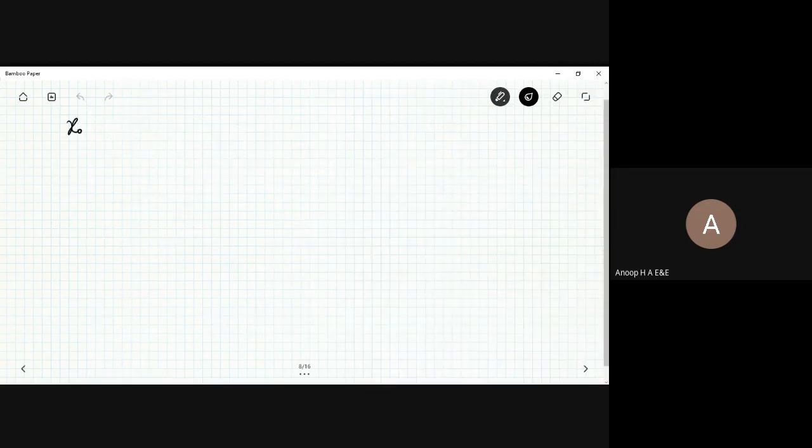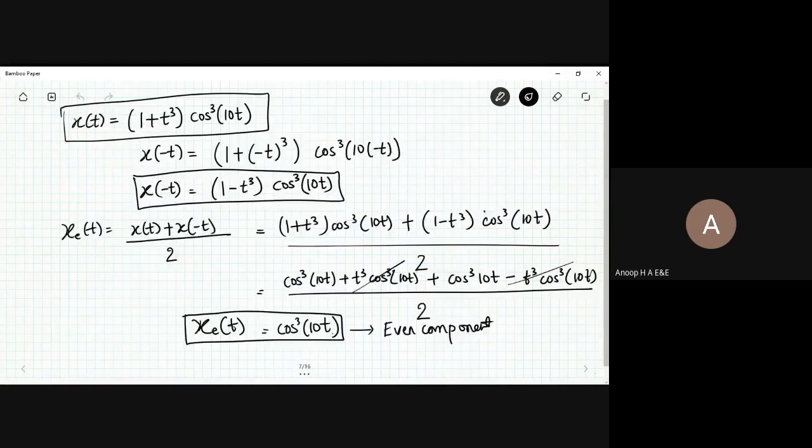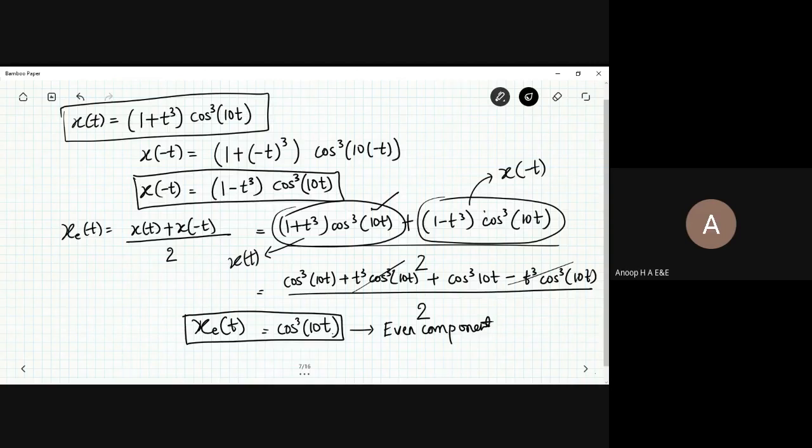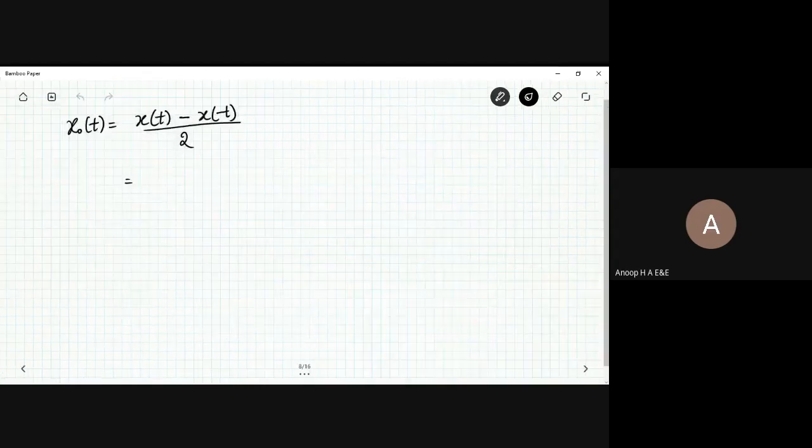Next, the odd component, x odd of t. How are you going to find x odd of t? It is x of t minus x of minus t, divided by 2. From the previous one, you can find x of t as this value. This is x of minus t, and this entire term here is x of t.